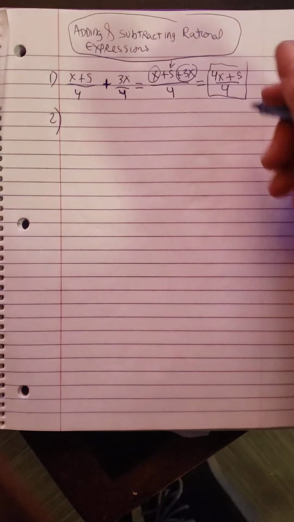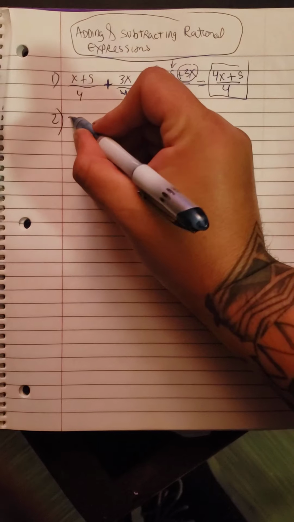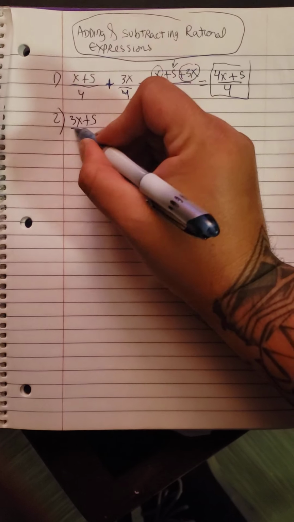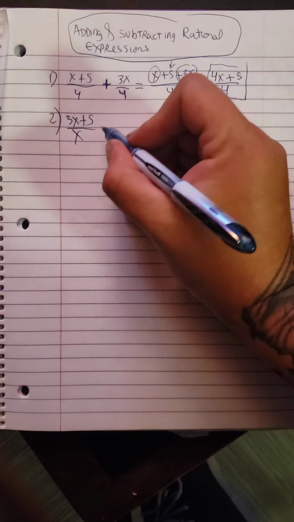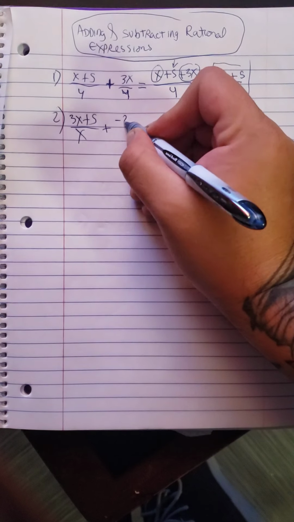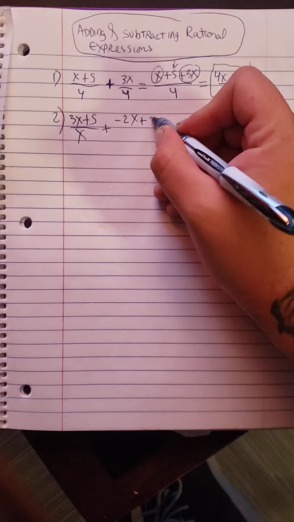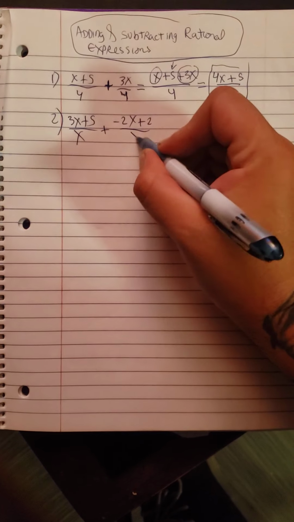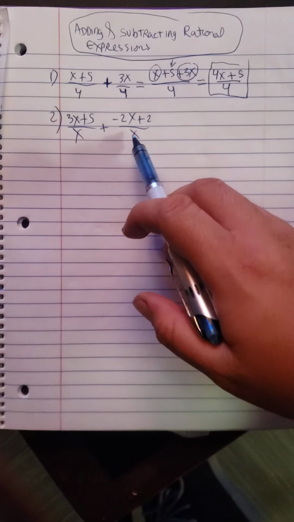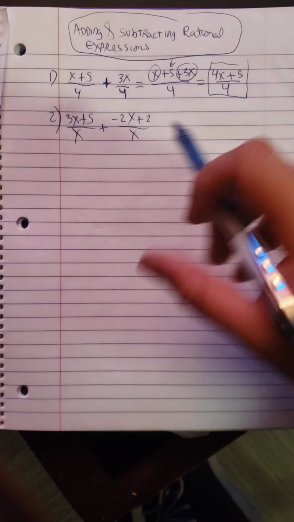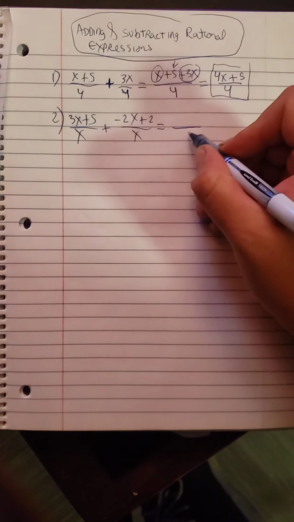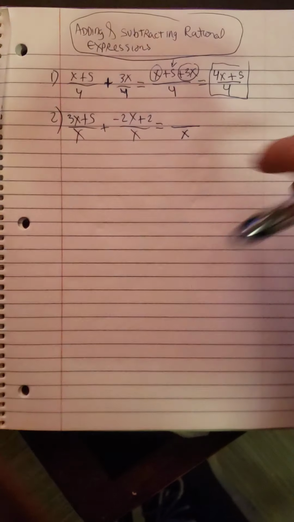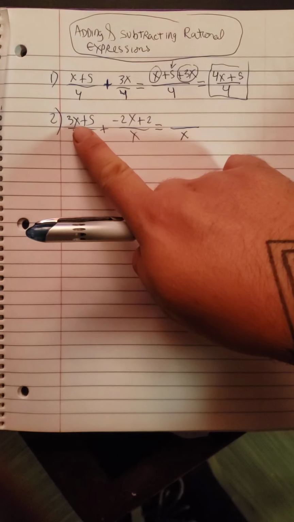So let's do example number 2. I have 3x plus 5 over x plus negative 2x plus 2 over x. Again, do you see the denominators are the same, so we don't have to worry about that. So I'm going to put equals. Then I put my x on the denominator, my x on the bottom. And then I just have to worry about the top.